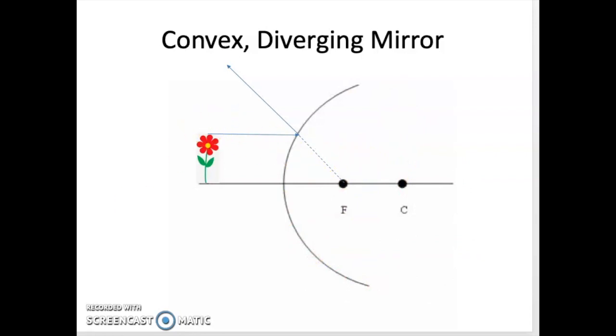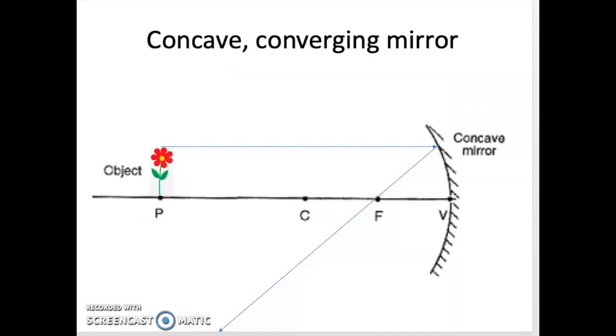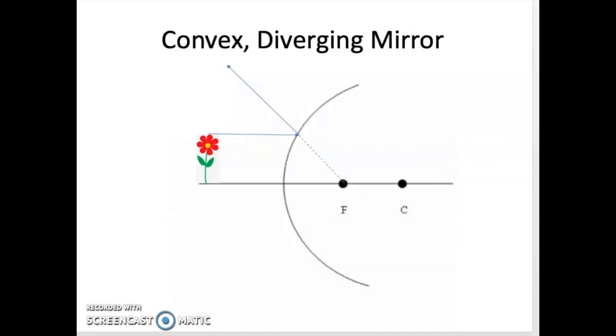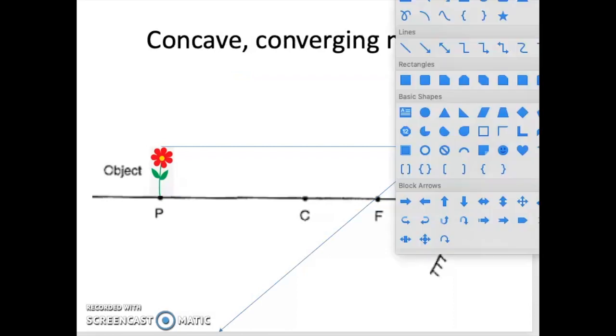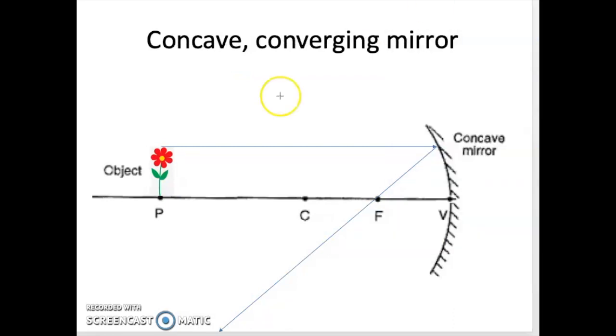So ray 1 either goes parallel in and towards the focal point, or parallel in and away from the focal point, depending on whether it's a converging or diverging device. Ray number 2. This ray is going to leave the top of your object, and instead of traveling through the vertex like it did in the lens, this is going to travel through the center of curvature. And I want to point this out here.